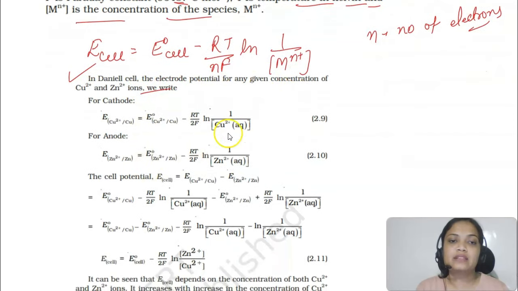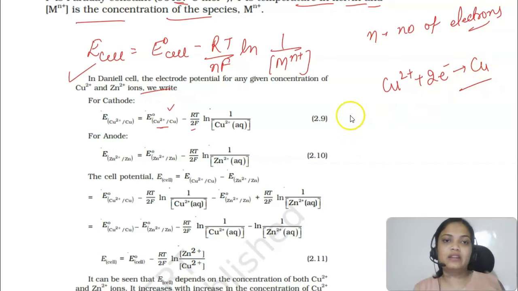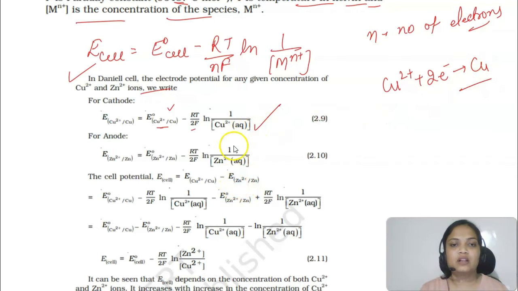So for copper ions, see what you can write for cathode. E naught for copper minus RT upon 2F, because in the case of copper, how many electrons were involved? 2 electrons were involved, right? So if 2 electrons are involved, we can write this thing. Okay, concentration of copper ions. And for anode, the same equation can be written, because for zinc also 2 electrons were involved.